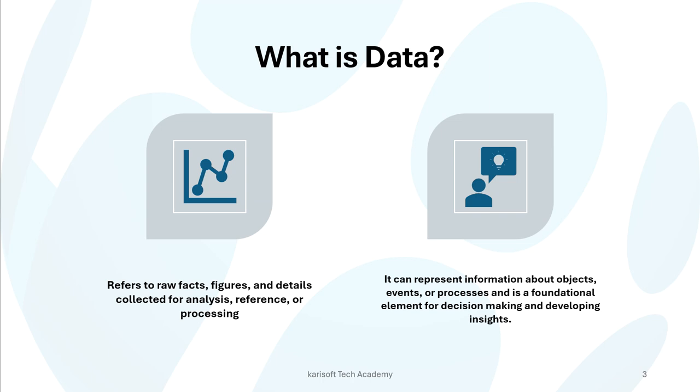Data could be a name. For example, I'm Chris. It could be a number, 128. It could be stone. You might actually ask, what does that mean? So that's what data is: raw facts that are in the form of numbers, text, and details collected for analysis, reference, or processing.